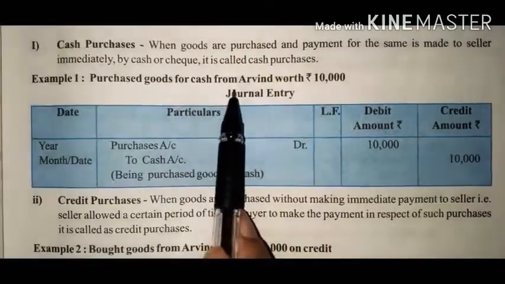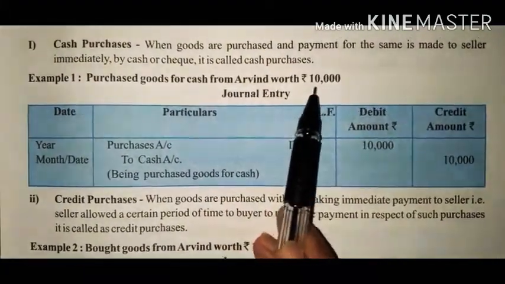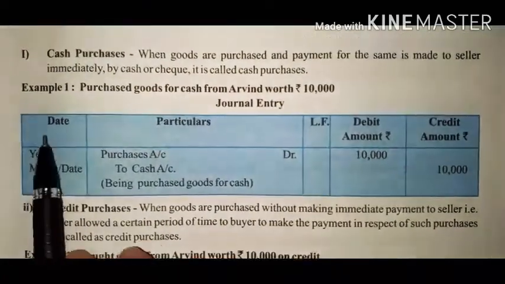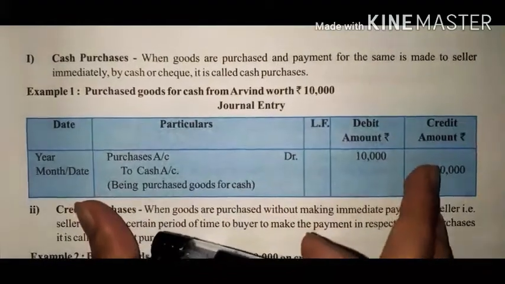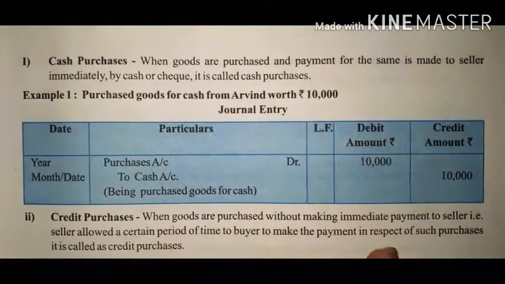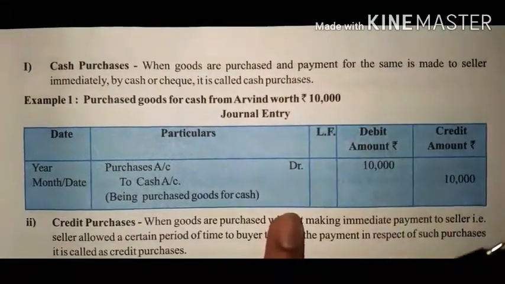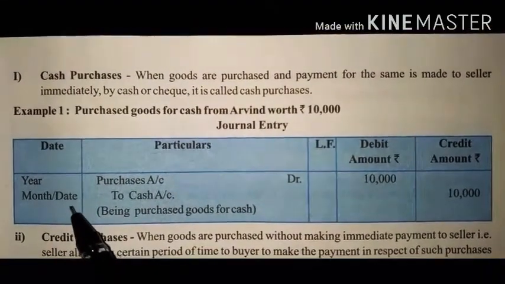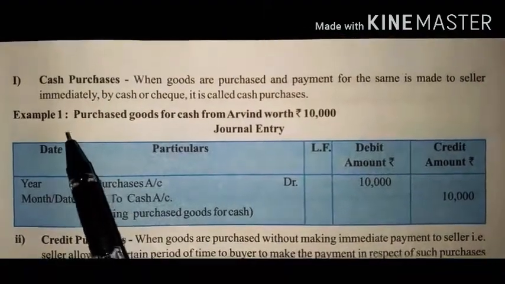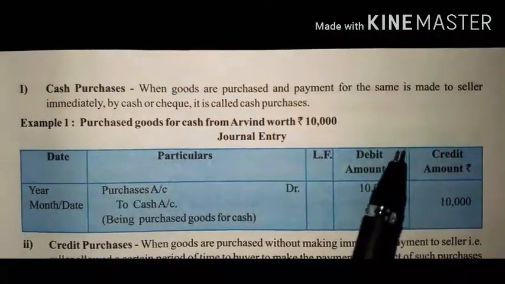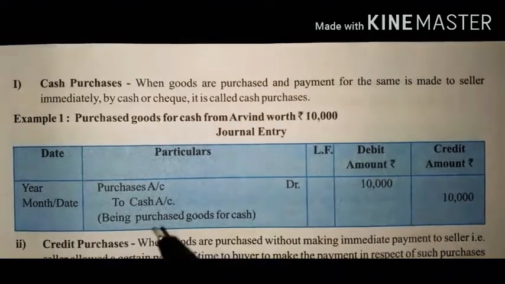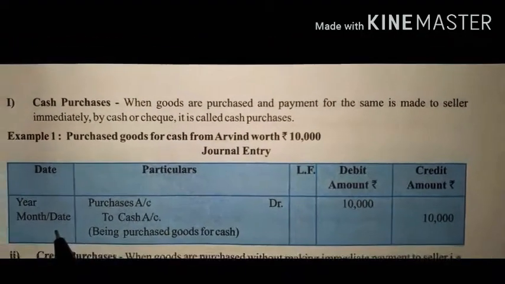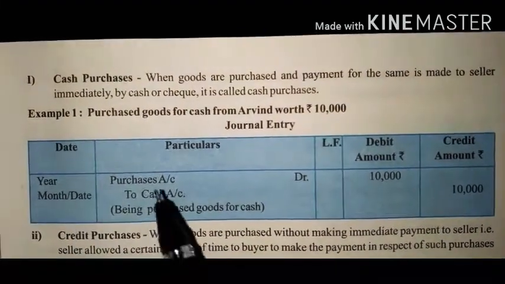Purchased goods for cash from Arvind worth rupees 10,000. Now this is the transaction. This is a specific cash transaction. For your better understanding, they have given it over here. So in the date column you have to write the date and month given in the transaction. This is a sample example, so no date is given, but in examples dates are given to you, so you have to mention that transaction date.